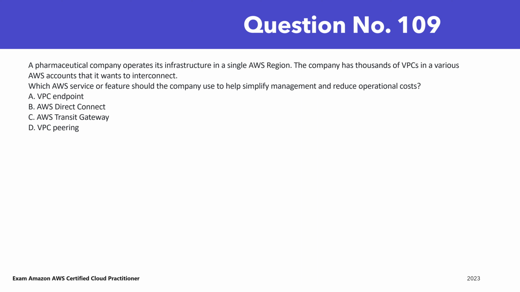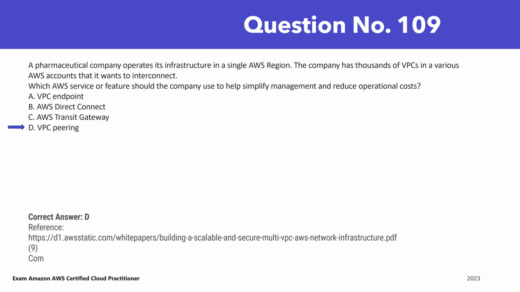A pharmaceutical company operates its infrastructure in a single AWS region. The company has thousands of VPCs in various AWS accounts that it wants to interconnect. Which AWS service or feature should the company use to help simplify management and reduce operational costs? A. VPC Endpoint. B. AWS Direct Connect. C. AWS Transit Gateway. D. VPC Peering. Correct answer, D.